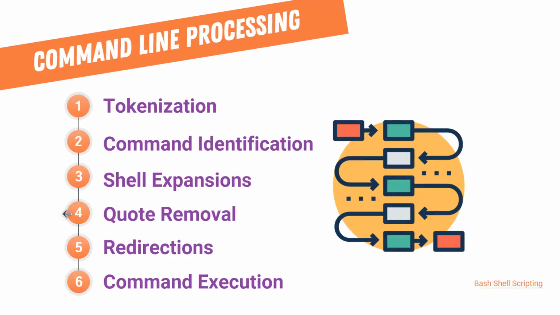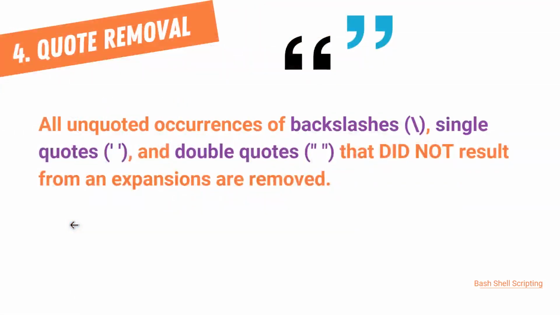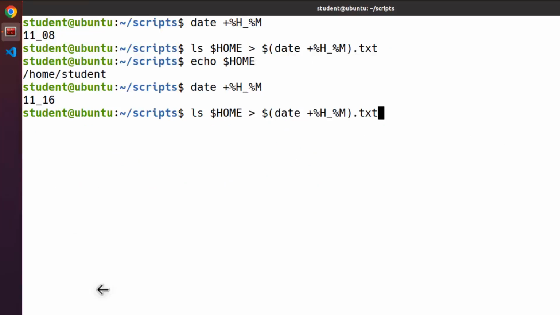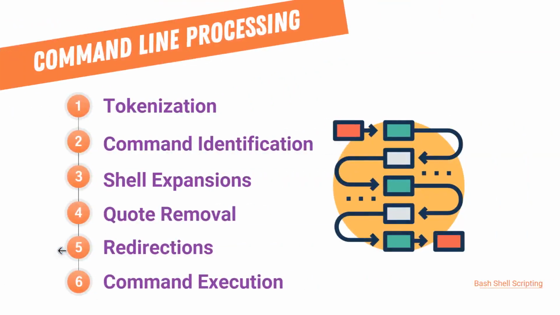The fourth step is quote removal. After the preceding expansions, all unquoted occurrences of the characters backslash, single quotes, and double quotes that didn't result from one of the expansions are removed. In our example, there are no backslashes, single quotes, or double quotes, so it will move to the next step, step 5. This step is called redirection and is the last one of the command line processing flow.